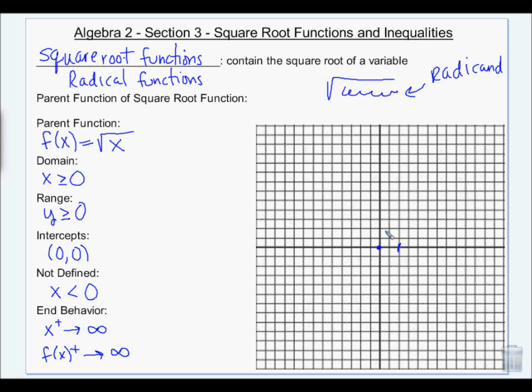So what it looks like: square root of 0 is 0. I'm going to make every 2 lines a 1. Square root of 1 is 1. Square root of 4 is 2. Square root of 9 is 3, right? So it's a curve.